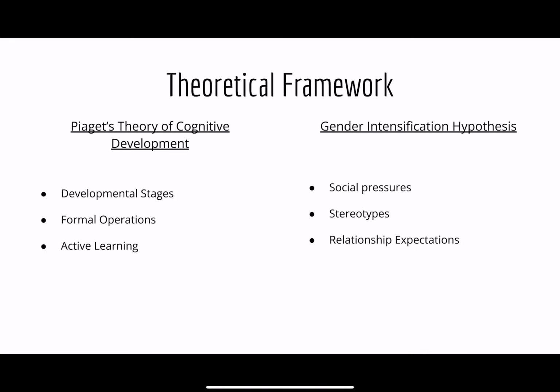When creating our campaign about sexual education, the following theories were important for us to keep in mind. Piaget's theory of cognitive development, including developmental stages, formal operations, and active learning, as well as the gender intensification hypothesis, which includes social pressures, stereotypes, and relationship expectations.